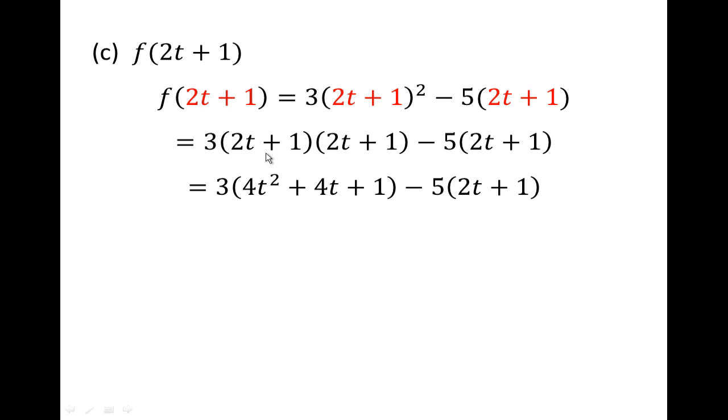Don't forget that we have these inner terms and outer terms to deal with. So 2t times 2t is 4t squared. 2t times 1 and 1 times 2t are each 2t, which add up to 4t, and 1 times 1 is 1. All right, now we'll distribute in both circumstances. We'll get 12t squared plus 12t plus 3, and then distribute negative 5 through, negative 5, or negative 10t minus 5.